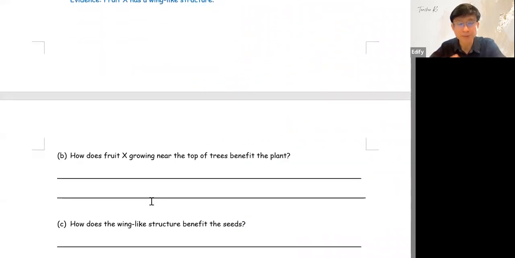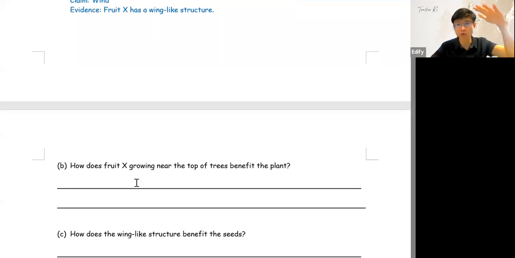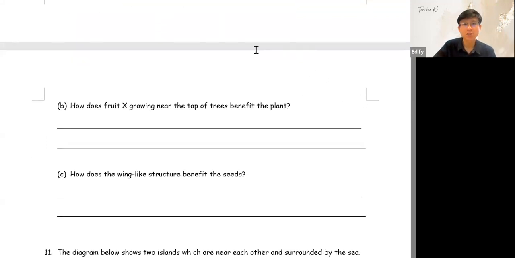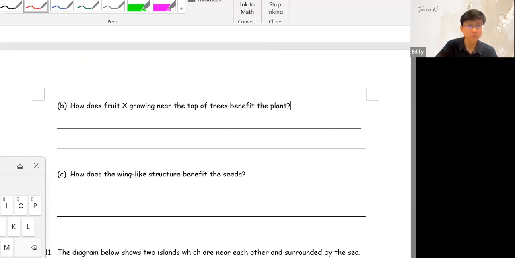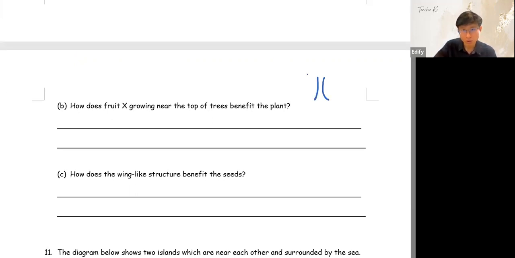All right, so part B. This fruit is usually found growing near the top of the tree. Imagine there's a tree here, and this fruit is found near the top of the tree. How does this benefit the plant, the tree? If it's near the top of the tree, when it falls, it's going to stay in the air a longer period of time, and it can be dispersed by the wind further away. This will give it less competition for sunlight, water, nutrient, space, help it grow healthier, less overcrowding. This is the benefit.